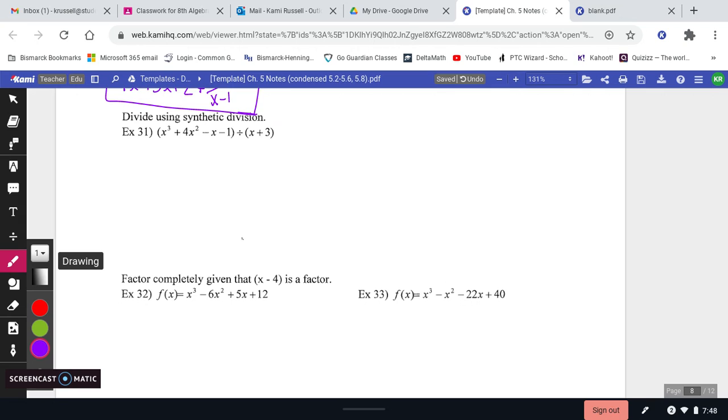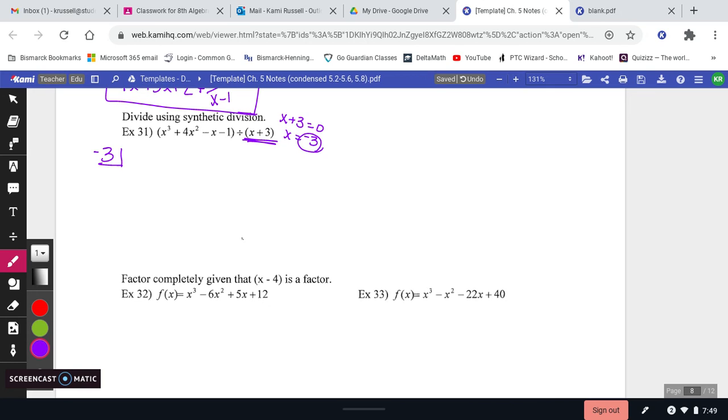When we set up our synthetic division, remember we put our number in our little corner here. All right, so where does that number come from? Well, we're dividing by this x plus 3. So you're going to put x plus 3 equal to 0. To solve this, I move my 3 over, or x equals negative 3. That is what's going to go in my corner, negative 3.